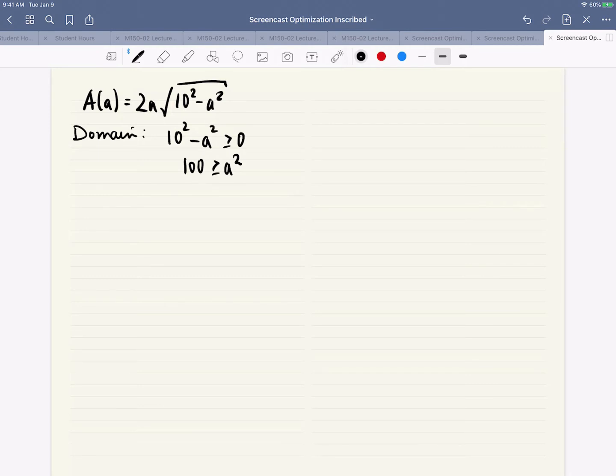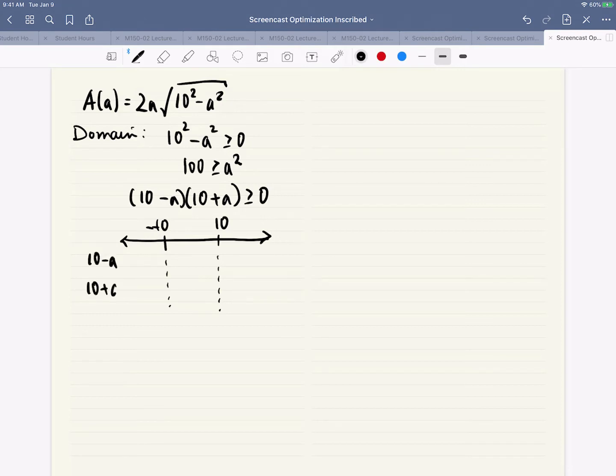There's a bunch of ways you can solve this. The most efficient way would be to look at the first inequality and write it as a difference of two squares. You want this difference to be greater than or equal to 0, and that leads you to create a chart of signs. We're going to put where the left-hand side is 0, which is at negative 10 and 10. Let's write down the two factors, and then we can put in the signs.